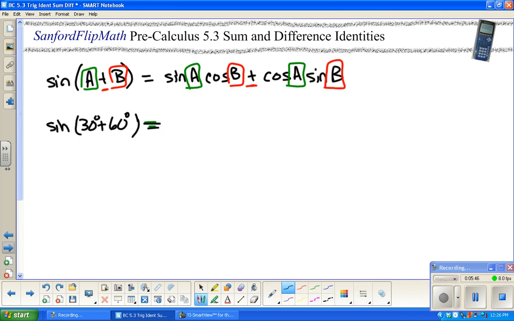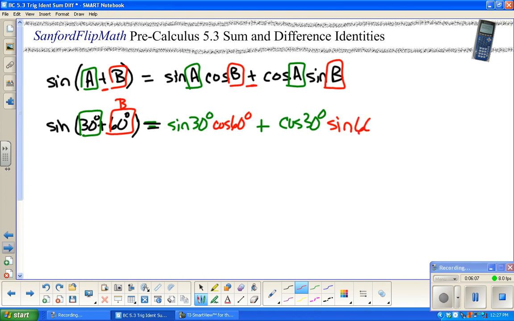So it equals sine of, my A here is 30, so it's going to be sine of 30 here, and cosine of 30 here. Then for 60, that's my B, so this will be cosine 60 and sine 60. At this point, I just need to do all these little calculations and combine things.